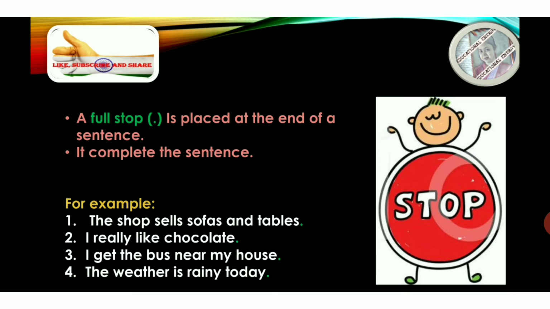For example: The shop sells sofas and tables. Have a look, at the last end point there is a full stop here in your green color. Look at that: I really like chocolate. This is the end of the second sentence, so here full stop is used. I got a box near my house. So here also full stop is used. Whenever a sentence ends, you should use full stop there.